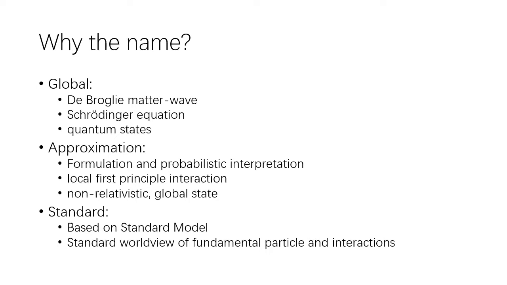The word global comes from the fact that everything talked about in quantum mechanics is a wave, or de Broglie matter wave, and the waves are global. Also, the Schrödinger equation is a global differential equation. To solve it, we have to know all information of the whole space, or the global condition of the system. So, all quantum states, or quanta, must be global.